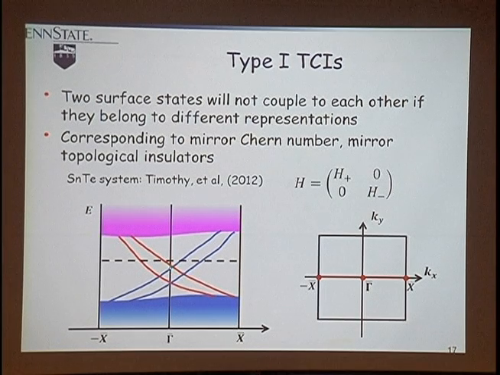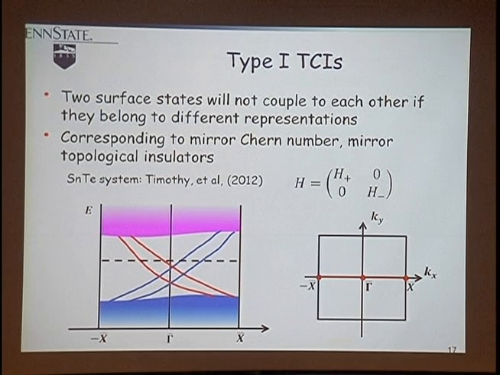And this is one example. Now if you look at the H+, where the mirror operator is positive, the example we draw here has two Dirac modes. That means H+ has the Chern number 2, and H- has -2. This is the example for tin telluride.